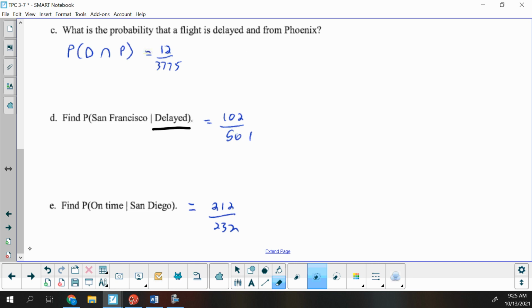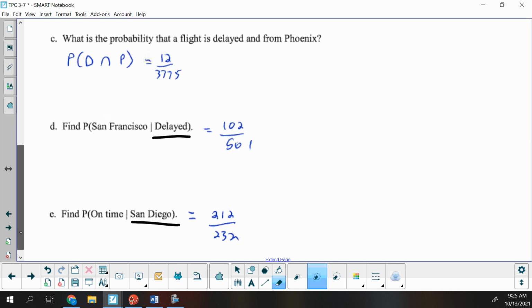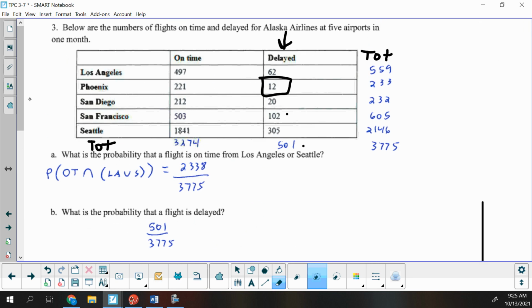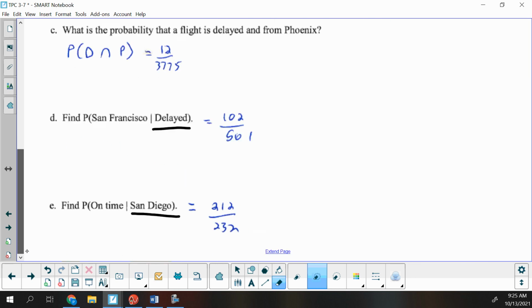Then in E, we want the probability that we're on time given we're from San Diego. So we're going to look at only the San Diego row, and from that find the probability of on time. So here's San Diego. Probability of on time is 212 over 232.